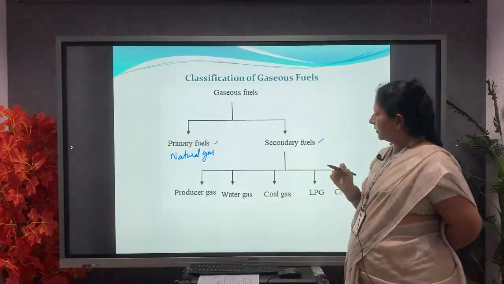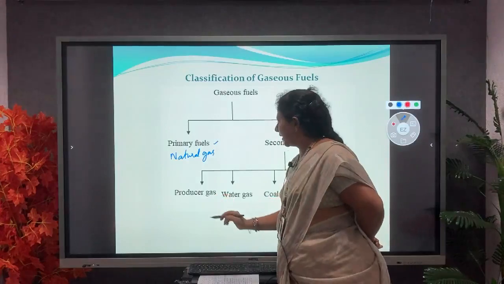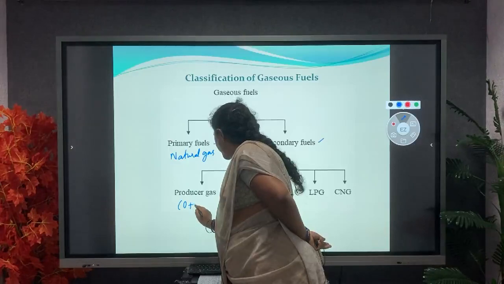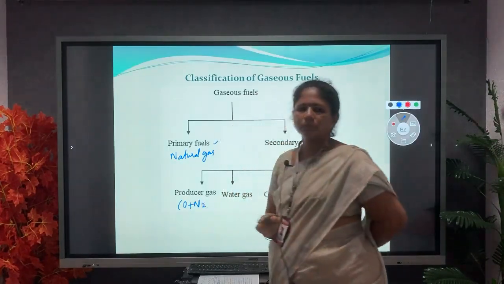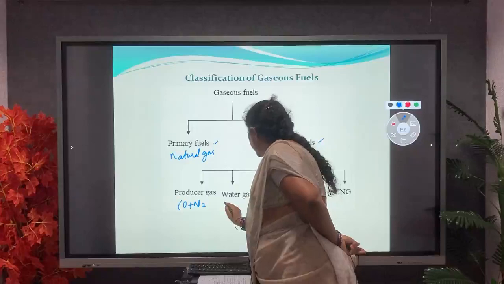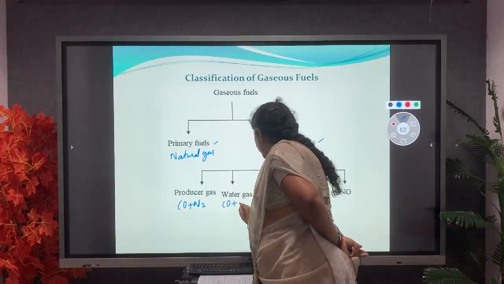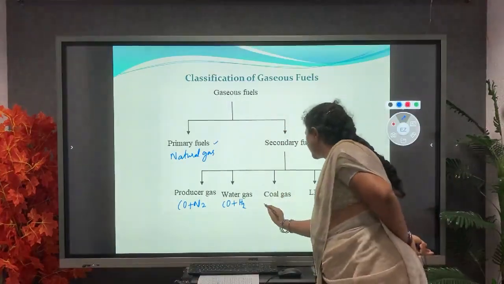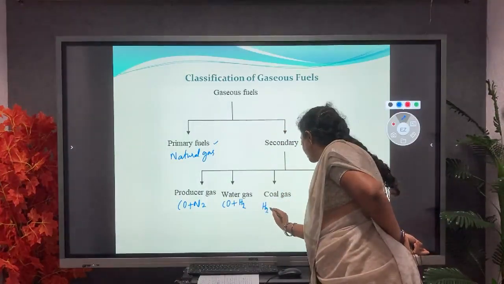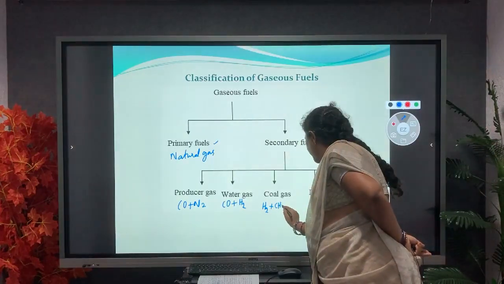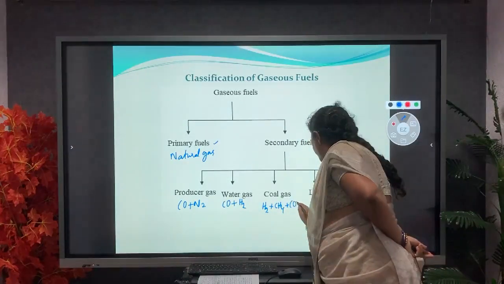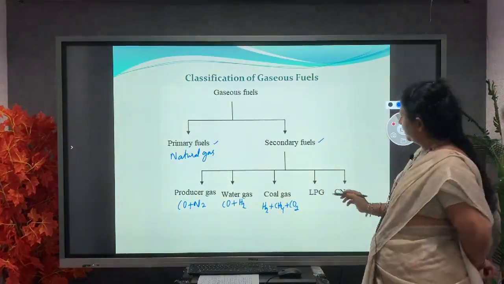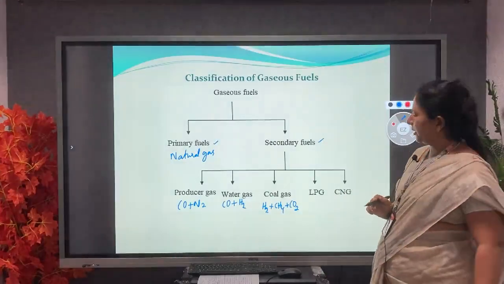Coming to the secondary fuels, examples are producer gas. Producer gas means composition CO plus N2. Water gas. Water gas means CO plus H2. Coal gas. Coal gas means hydrogen H2 plus methane plus CO2. LPG, liquefied petroleum gas, and CNG, compressed natural gas.